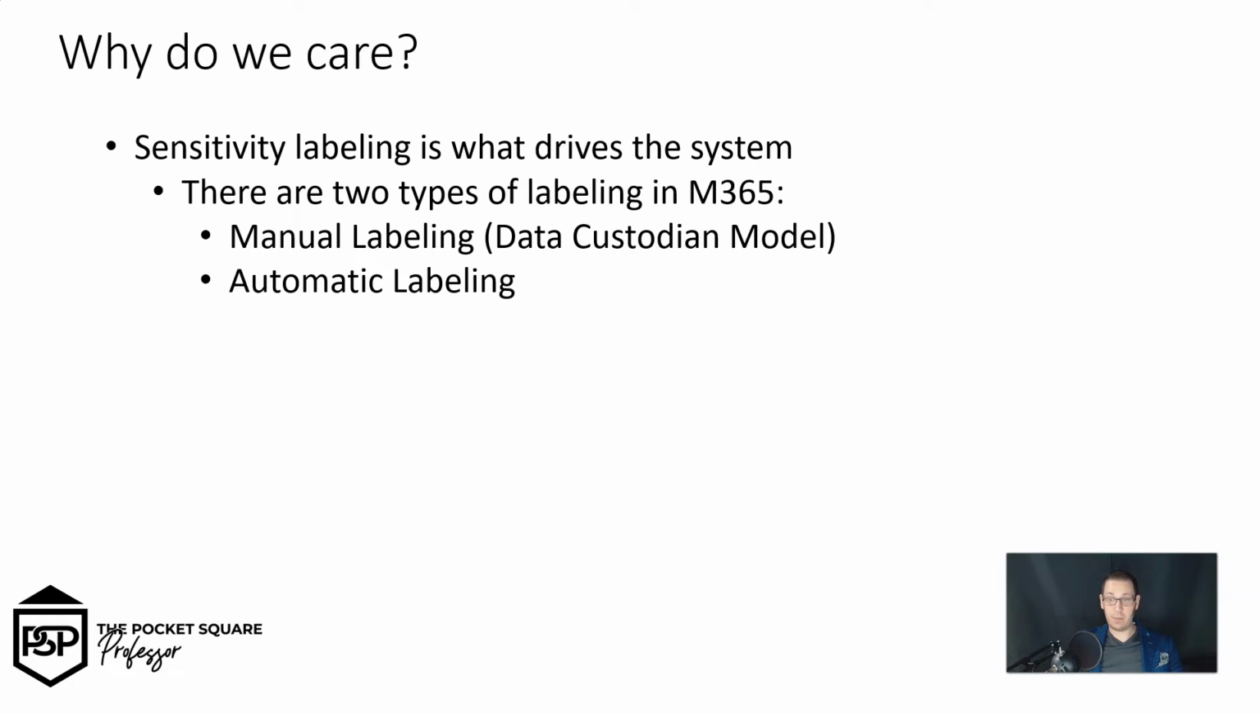Whereas automatic labeling is looking for trainable classifiers, sensitive information types, schema sets, whatever it is. It looks at all of those things and says, okay, it meets these criteria, so we're going to put a label on it.